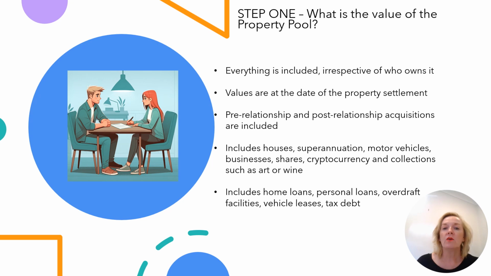When we talk about property, we include everything with value, such as houses, superannuation, motor vehicles, businesses, shares, cryptocurrency, and collections of things like art or wine. We also include liabilities in the property pool. These are debts owed to third parties. They can include home loans, personal loans, overdraft facilities, vehicle leases, and amounts owing to the Australian Tax Office. If you had a credit card balance owing at the date you separated, this is usually included at that value rather than including spending after separation, but that can vary on the circumstances.